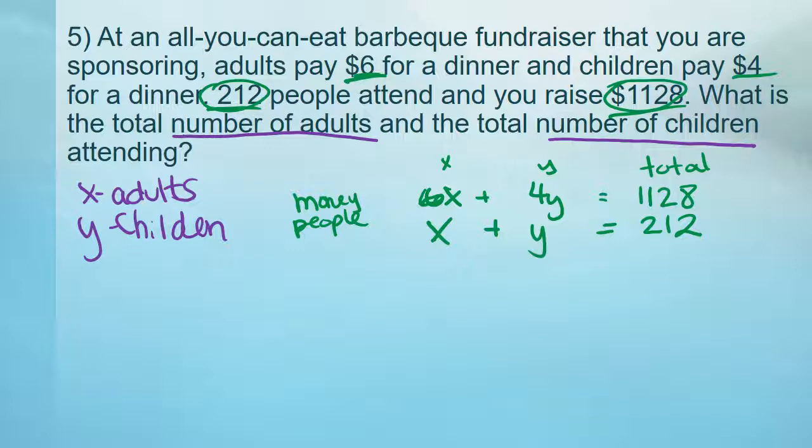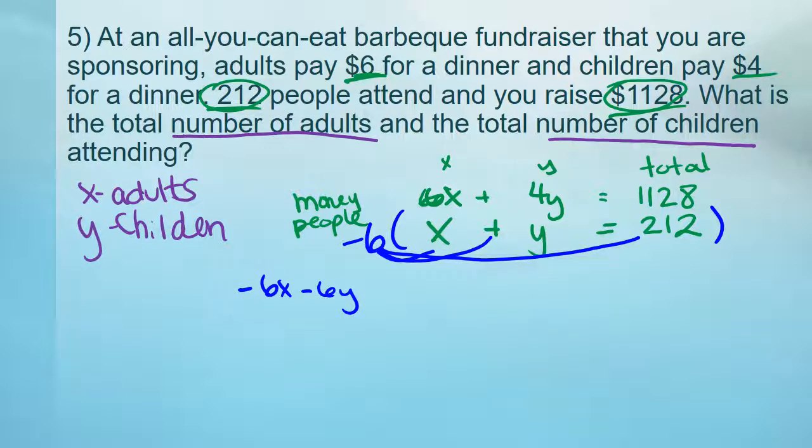We need to choose a method to solve. I'm going to choose, in this case, elimination. They're all lined up perfectly. And I'm going to choose to eliminate the X. So what do I have to multiply this equation by? I need to multiply by -6 if I want the X's to go away. So let's distribute that -6. -6 times X is -6X. -6 times Y is -6Y. -6 times 212. All right, that might take a little bit of work.